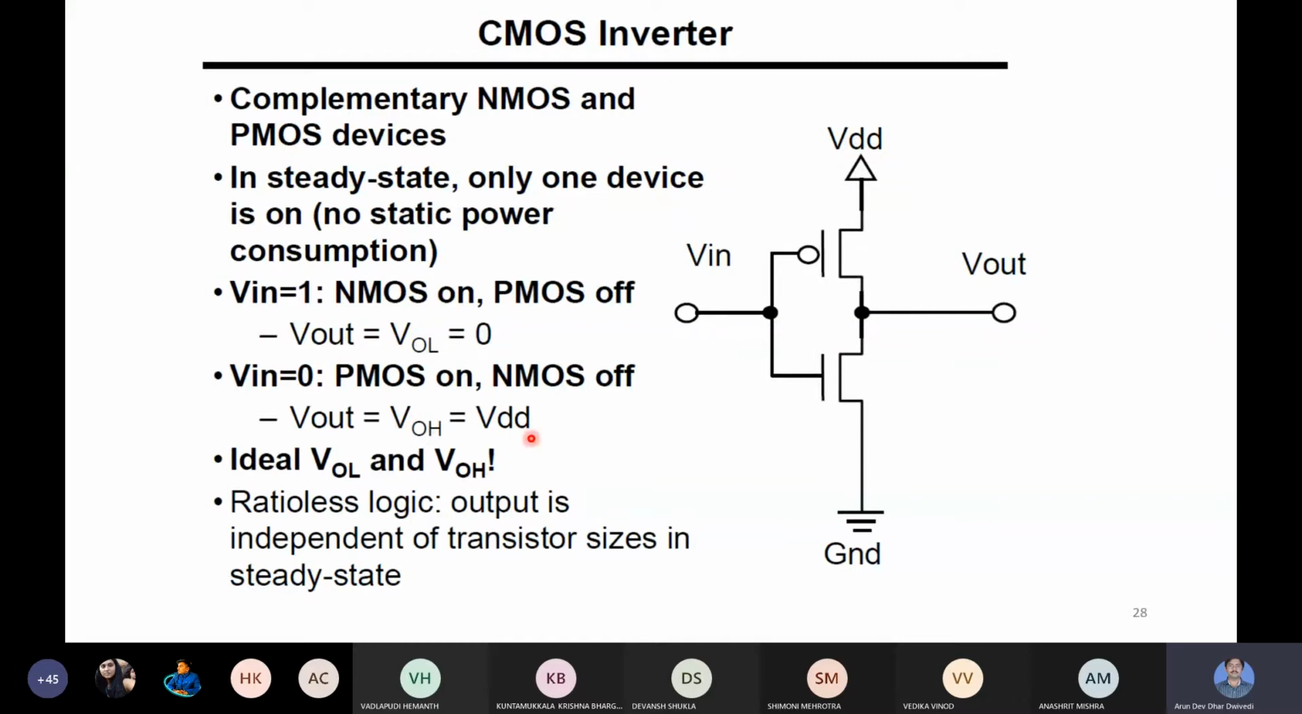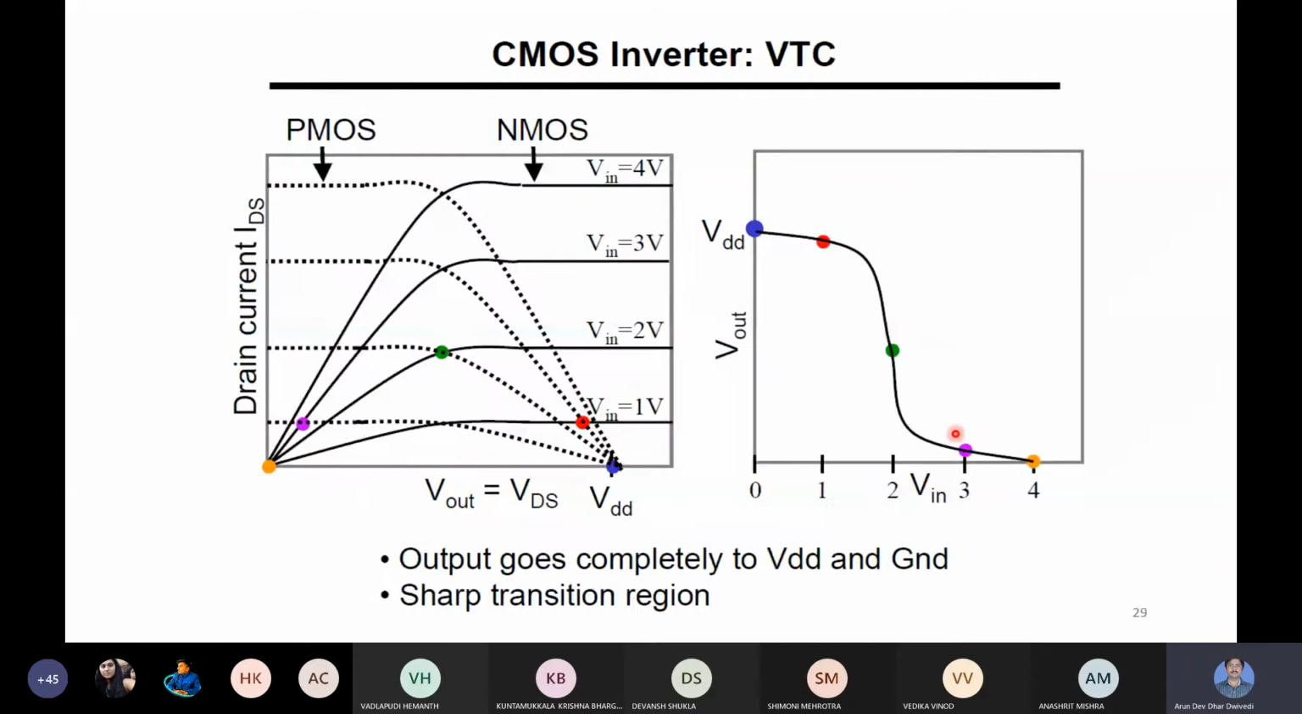In this way, the best properties of the PMOS and NMOS are taken together here. So we get ideal VOH and VOL, which means we get a swing at the output between 0 and VDD, a full swing. It is also called ratio-less logic. The output is independent of transistor size in steady state. It does not depend on the W by L ratio. This is why it is called ratio-less logic.